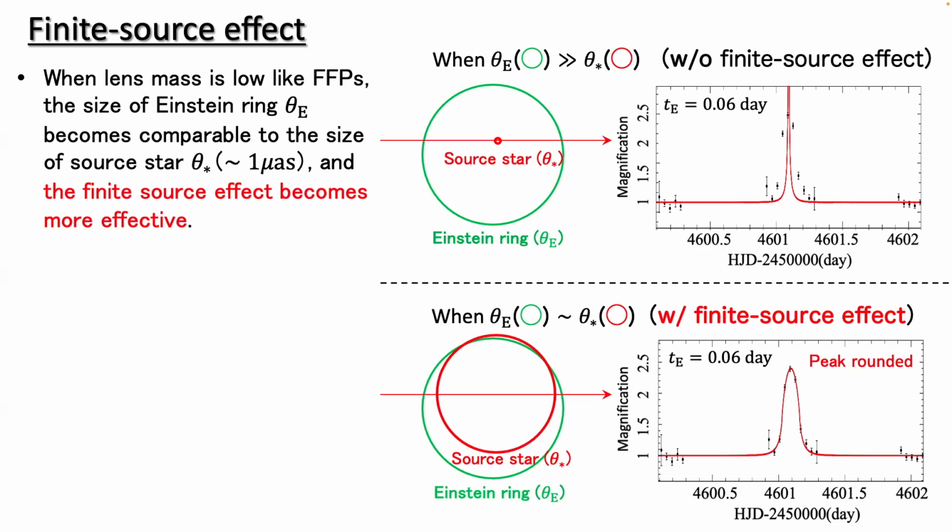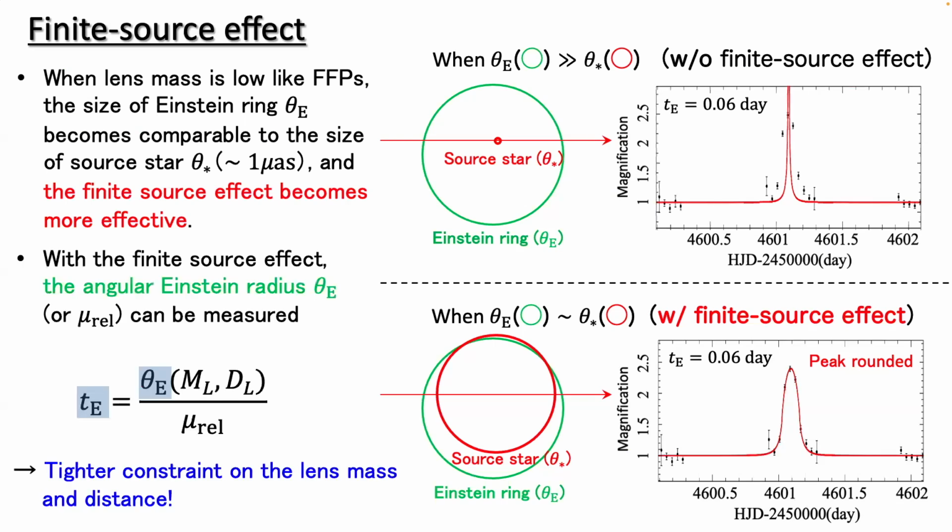On the other hand, if you consider the finite source effect, or when the angular Einstein radius is comparable to the source size, you can see the finite source effect, which causes this rounded peak in the light curve shape. And the good thing with the finite source effect is that you can measure the angular Einstein radius theta E, or equivalently mu, when you combine the information from tE. And a tighter constraint on the lens mass can be obtained.